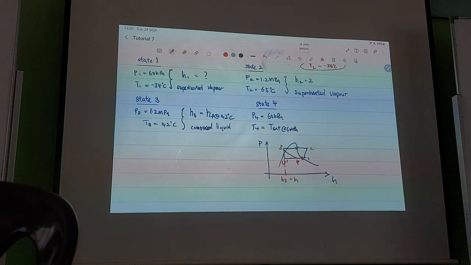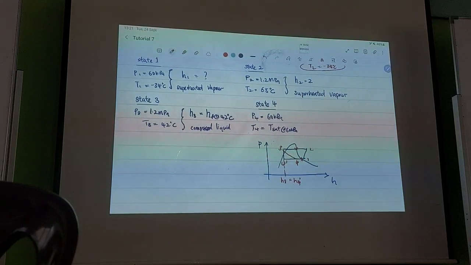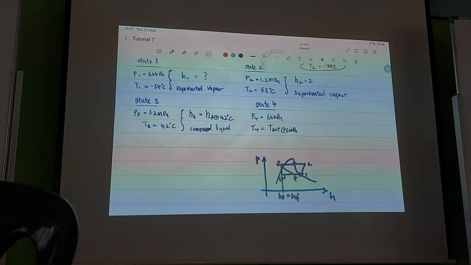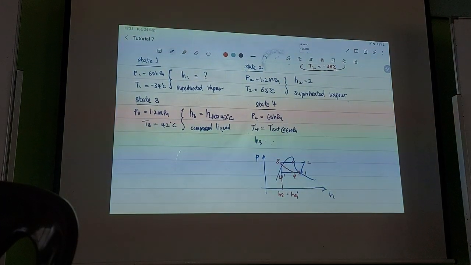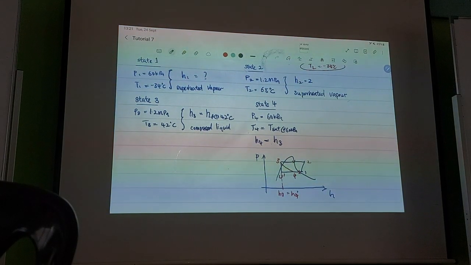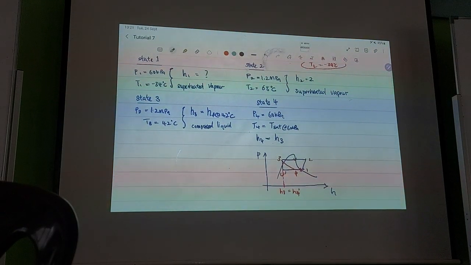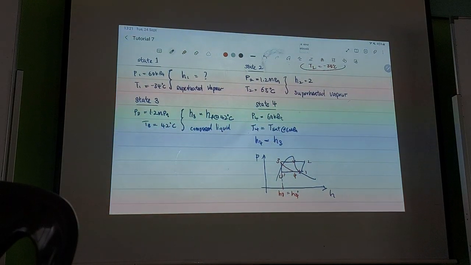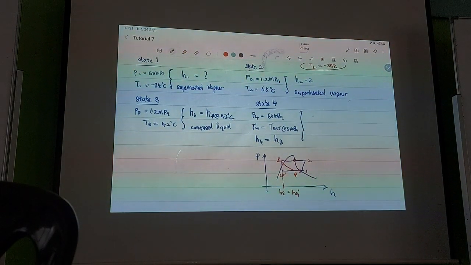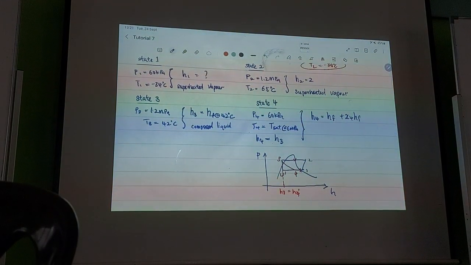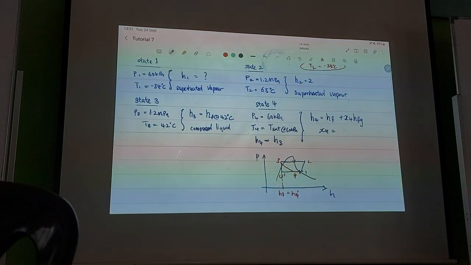H3 equals H4 prime. So this one is also H3; H4 equals H3. It's the same thing. So H4 equals H3. Now you have the H3 value and the H4 value. Then you can calculate H4 based on H4 equals HF plus X4 HFG. So from here you can get X4.